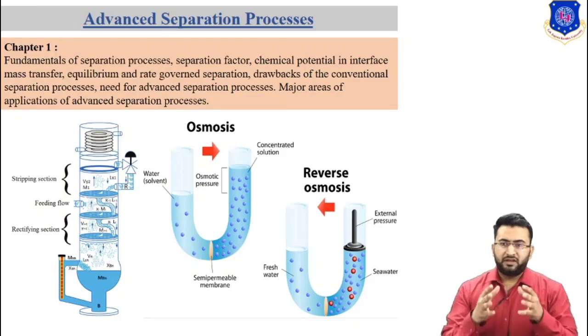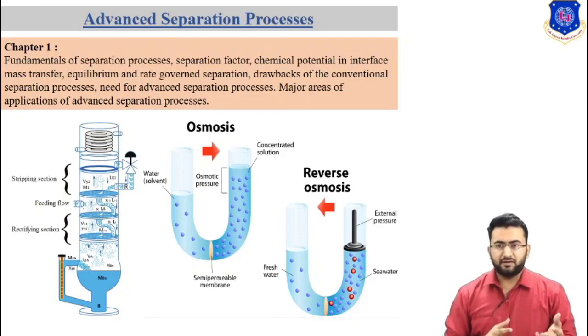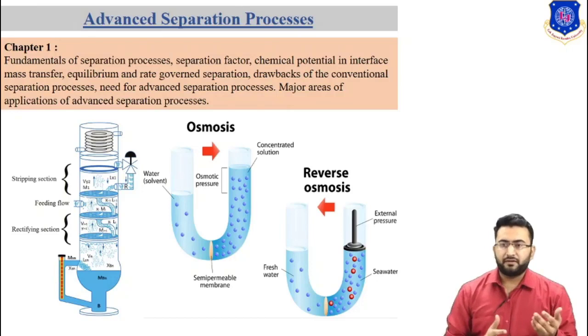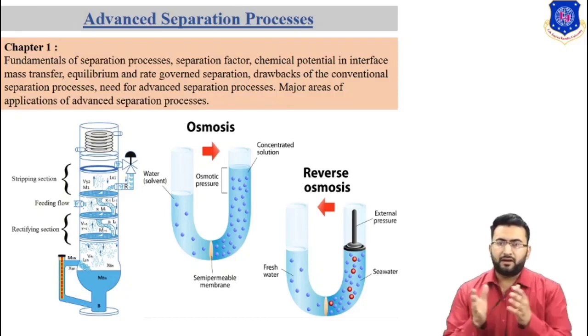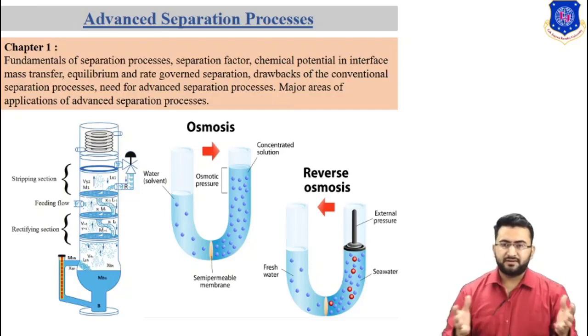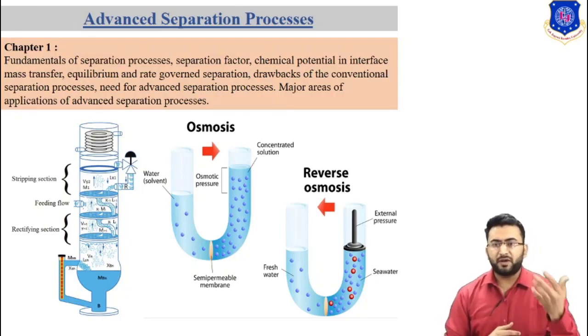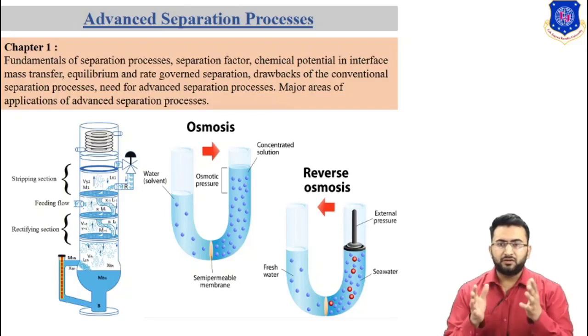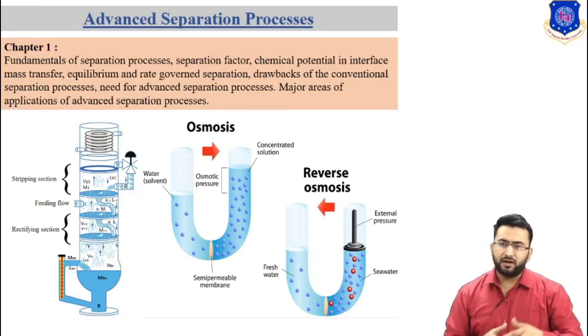We know that in the chemical industry, after the reaction occurs in the reactor, it's required to separate the product and unreacted reactant. For that, separation processes are required. There are various separation processes such as distillation, liquid-liquid extraction, crystallization, osmosis, forward osmosis, reverse osmosis, and various membrane separation processes. All these separation processes are required to separate the unreacted reactant and product.